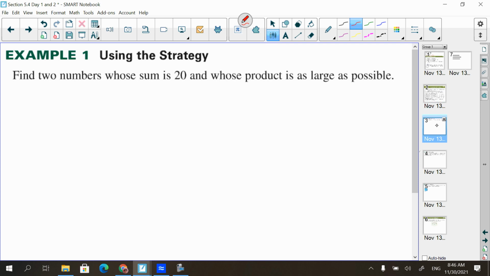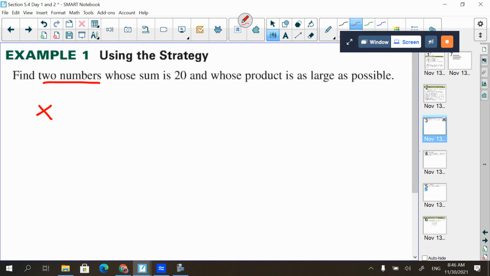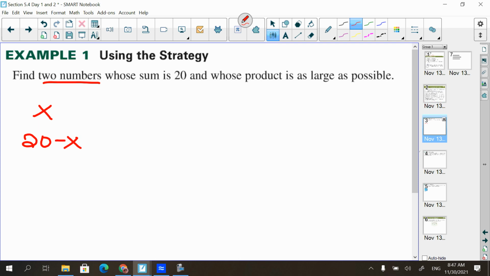Okay? We know we have two numbers, right? So let's let the first number be x. If their sum is 20, that means the two numbers add up to 20, right? So that means my second number is 20 minus whatever the first number is. And whose product is as large as possible. The word large here is asking me for a maximum. Product means what? Multiply. So let's take these and multiply them together.